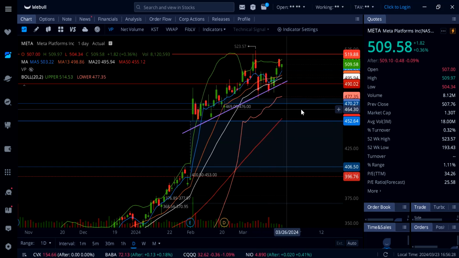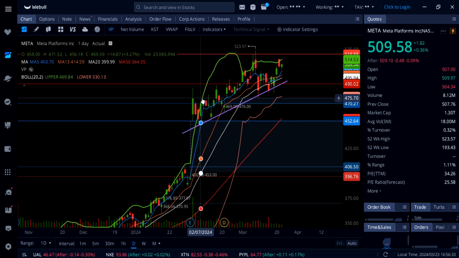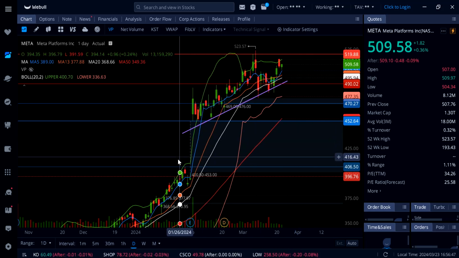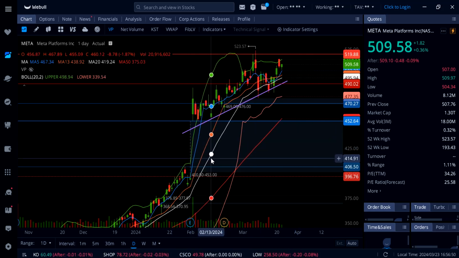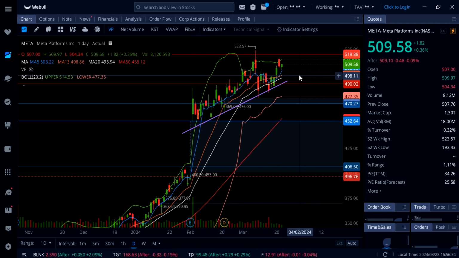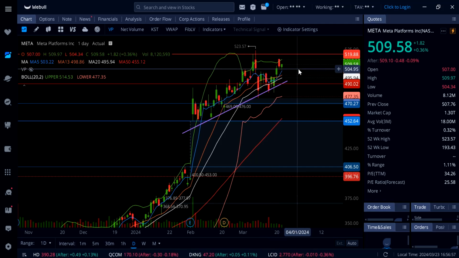As long as Meta can stay above 504, you're going to see continuation to the upside, and that means Meta can go all the way up to 515, where this upper Bollinger Band is sitting, and then 520, and possibly another fresh new all-time high. We do have a bull trend on Meta. All these moving averages right here are positively sloping to the upside. So as long as Meta can stay above rising 5-day moving average, which is 504, this move to the upside here on Meta can continue again all the way up to another fresh new all-time high.